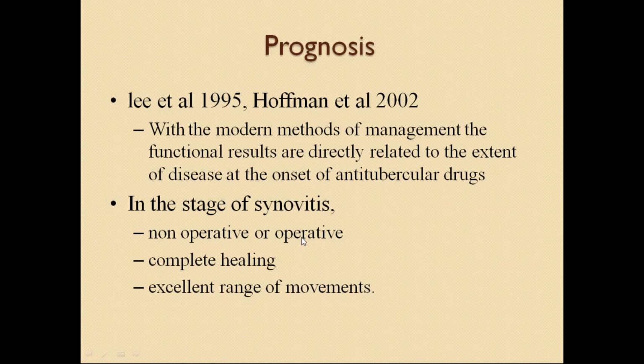In the stage of synovitis, you have to decide whether to go for operative or non-operative treatment. If we are going for non-operative treatment, we treat it medically with anti-tuberculosis drugs, and we have to maintain extension at the knee joint with braces or traction. If the symptoms progress, then we have to go for operation. Operation for synovitis is synovectomy. So there will be complete healing and an excellent range of movements. The earlier we treat the patient, the better the results.